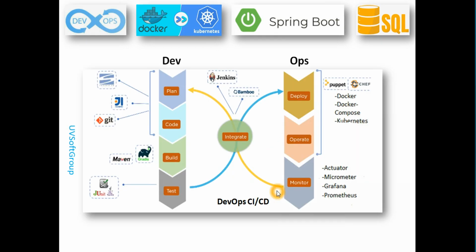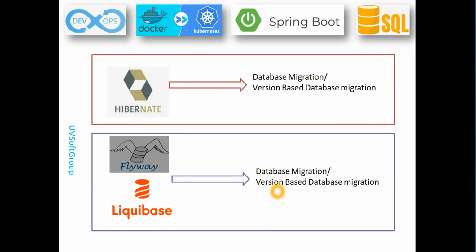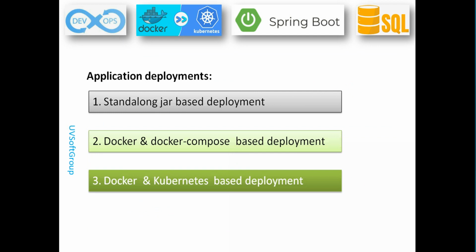So this is the DevOps culture, DevOps workflow, how it works, and then the different migration tools that I already talked about. Just go to my channel, look for the proper migration tools, the possibility with Flyway and Liquibase that we did discuss, and the different deployment processes: jar based deployments, Docker Compose based deployment, and Docker Kubernetes based deployments.